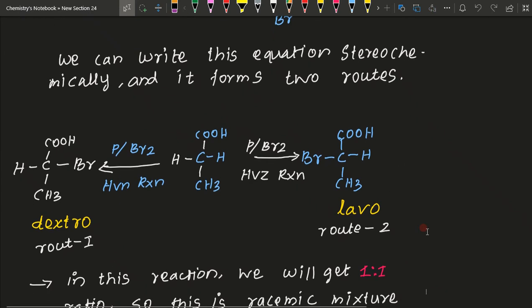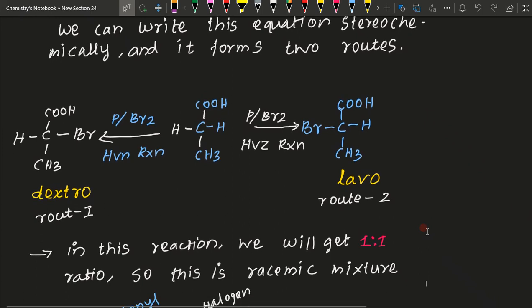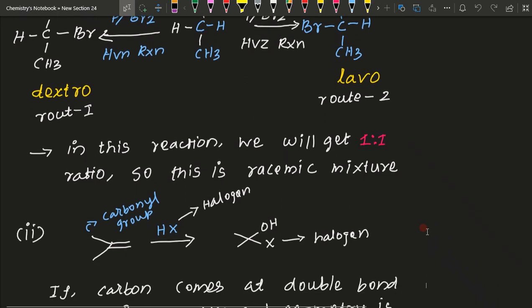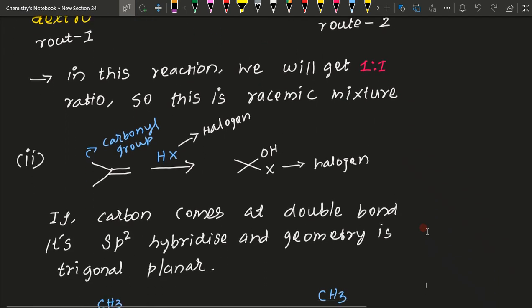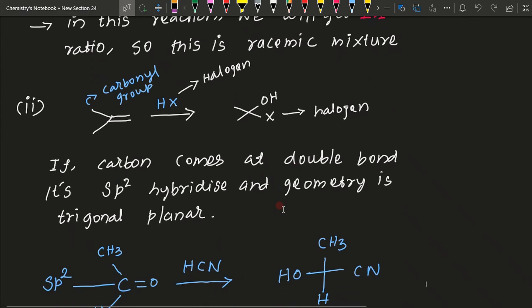In this reaction we will get a 1:1 ratio, meaning 50-50 percentage. So this is a racemic mixture. Next example: this is the carbonyl group, this is the halogen, so we can get alcohol and halogen. If carbon has a double bond, it is sp2 hybridized and its geometry is trigonal planar.